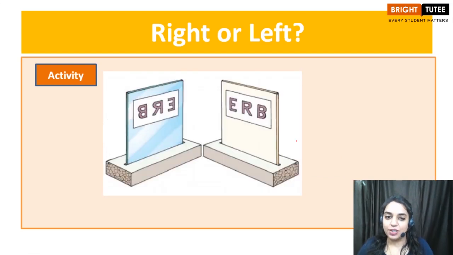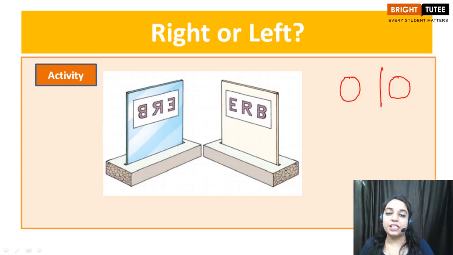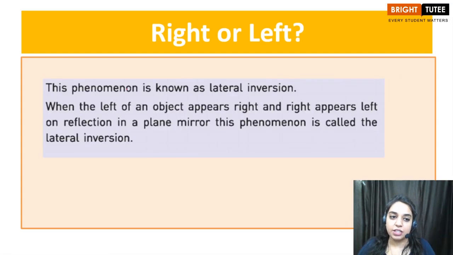Children, also what you can do is you can take a paper and write different letters and try to observe which letter will appear inverted, laterally inverted. And you will also observe, children, there are certain letters which are not laterally inverted. And how is it possible? Suppose you have the letter O, and if you try to observe it in the mirror, it will appear like O only, because it cannot be laterally inverted, it is the same either way. So let's move ahead. This phenomenon is known as lateral inversion.